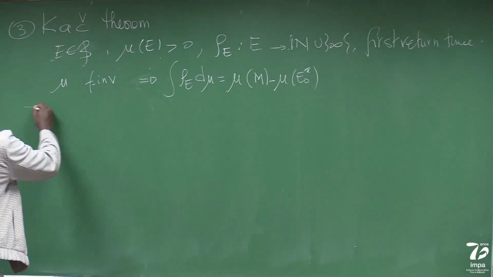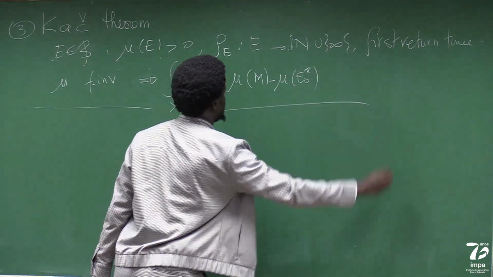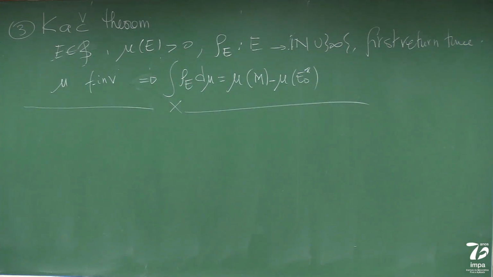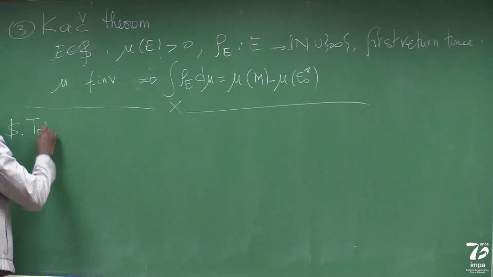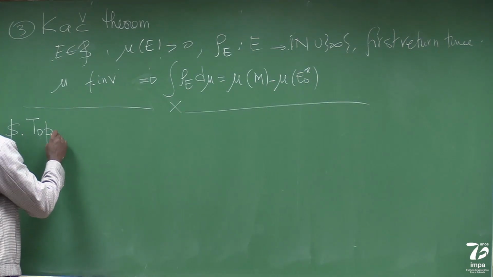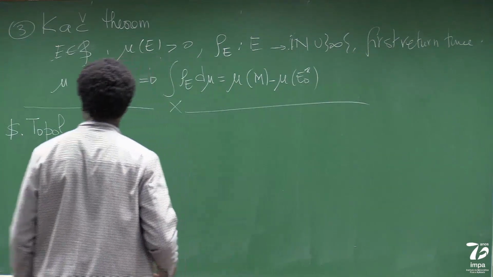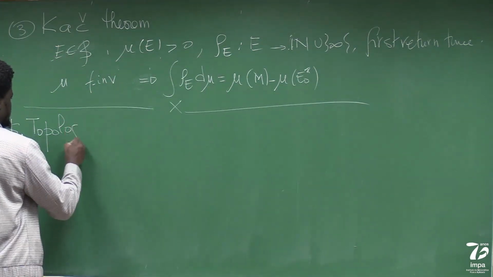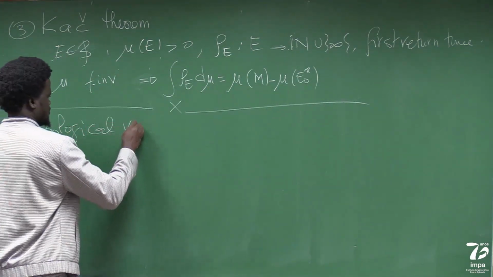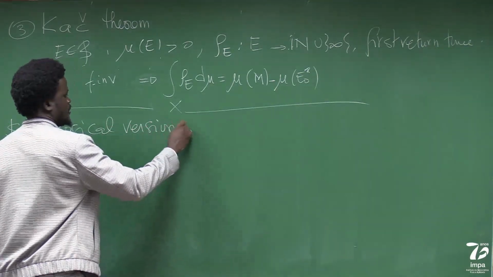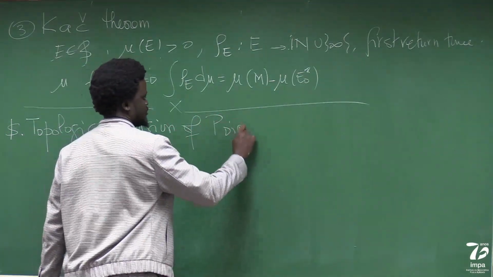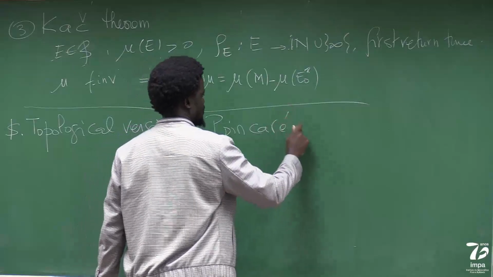Okay, so today's lecture, we will start with the topological version. These were the measurable versions of the Poincare recurrence. So we will do the topological version of Poincare recurrence.